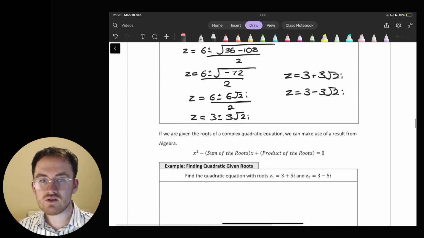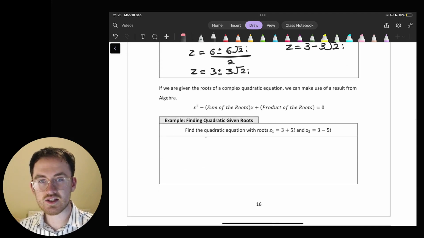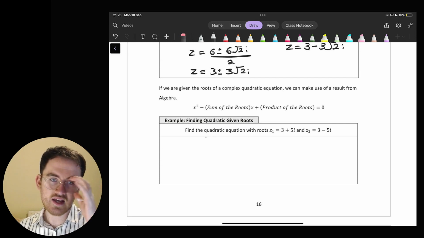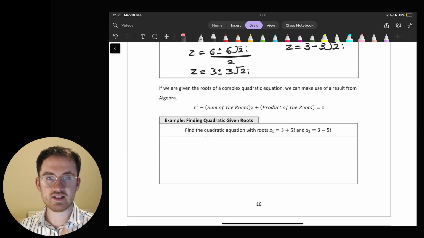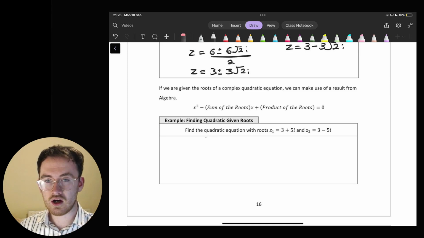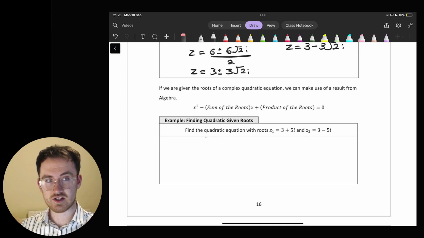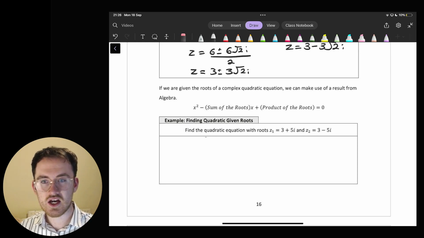If we're given the roots, we can make use of this result that we have from algebra, which is that x squared minus the sum of the roots, x plus the product of the roots, is equal to 0. And this could be really useful with complex numbers specifically because the roots themselves are a bit more long. So here we have 3 plus 5i, 3 minus 5i. So it's not like it's just the root is 3 or the root is 7 or something like that. So we have extra things to think about.